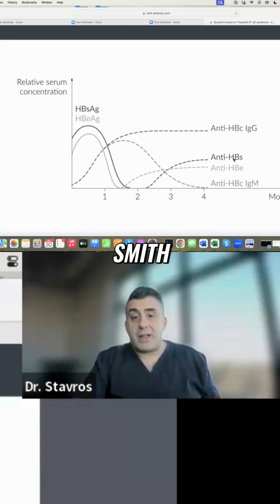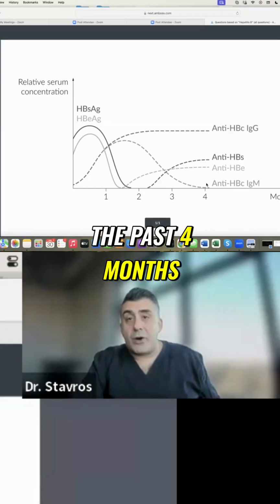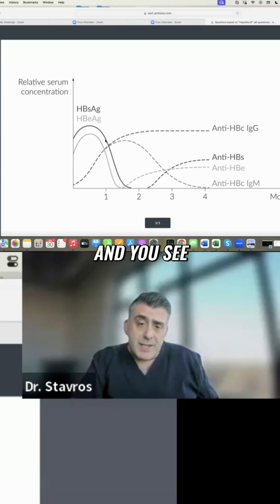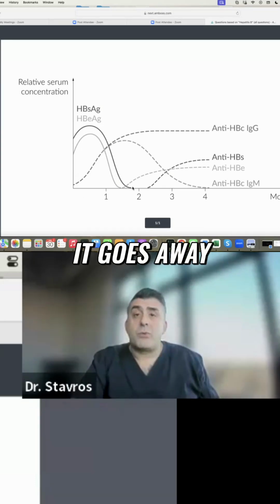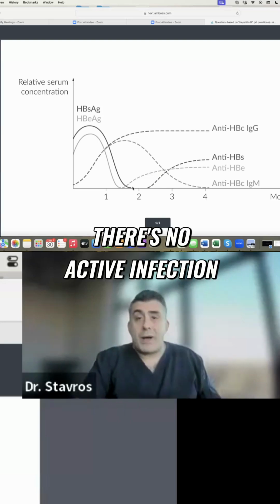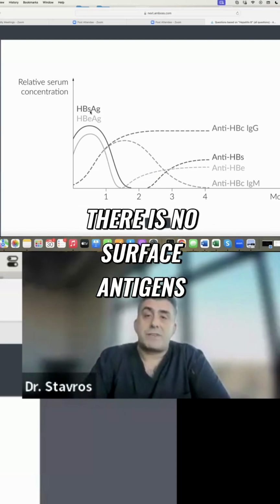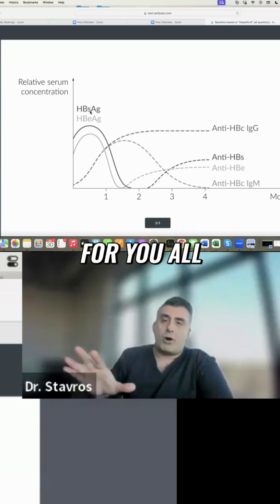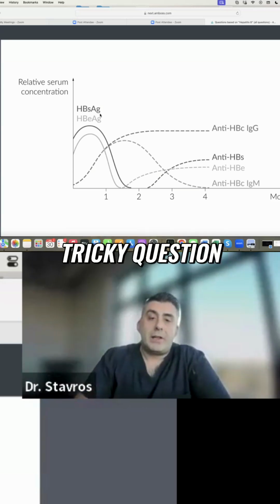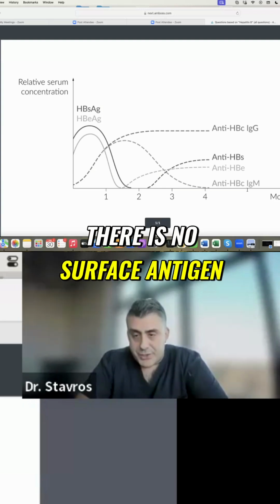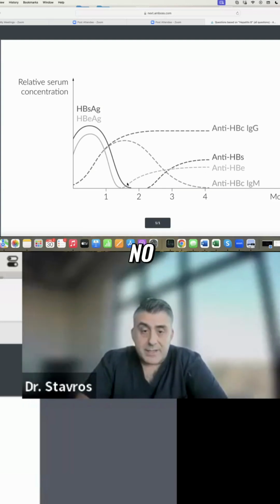Okay, but Mr. Smith, I know him for the past 4 months. I know that 4 months ago, he came in sick. And you see, around the 2-month mark, it goes away. So there's no active infection. It's no active infection whatsoever. There are no surface antigens. To make it easy for you all, because this is a tricky question, look at the markers. At 4 months here, there is no surface antigen. You see anything here? No, it disappeared.